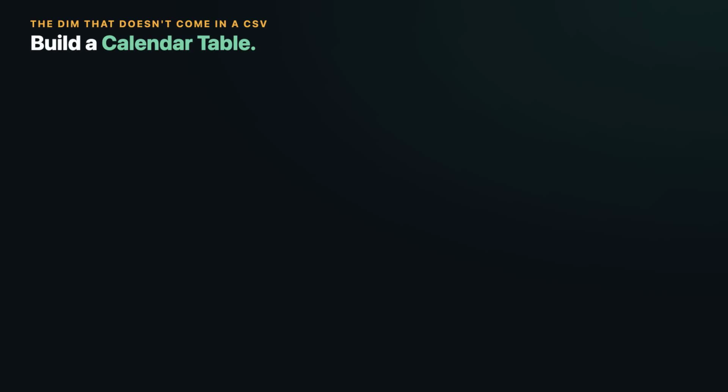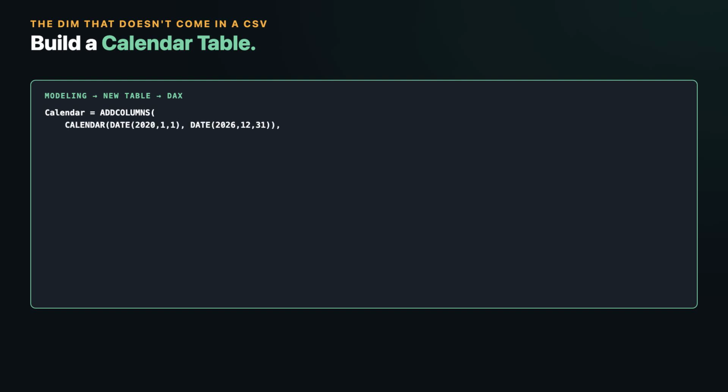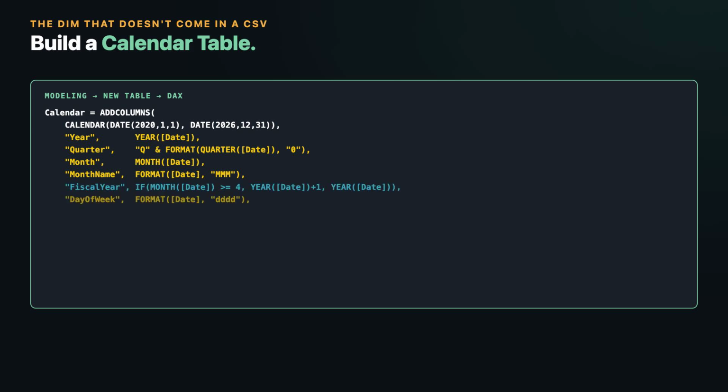The calendar dimension doesn't come in any AtlasParts CSV. You have to build it. In Power BI, the quickest path is the Modeling tab, New Table, and a few lines of DAX. Calendar generates 1 row per date in the range. ADDCOLUMNS attaches year, quarter, month, month name, fiscal year, day of week, and a weekend flag.